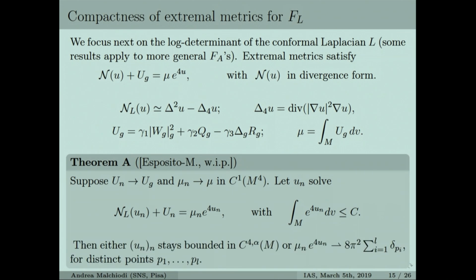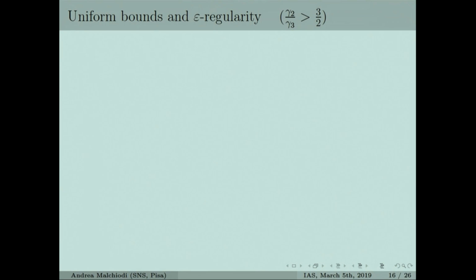Then you have this dichotomy. Either they stay uniformly bounded in C4 alpha, or the conformal volume quantizes as a sum of Dirac masses. Okay, same counterpart as before. In the latter case, in particular, this constant mu, the limit of u_n, must be again a multiple of 8 pi squared. So basically the same result as before. Okay, so how do we prove this result?